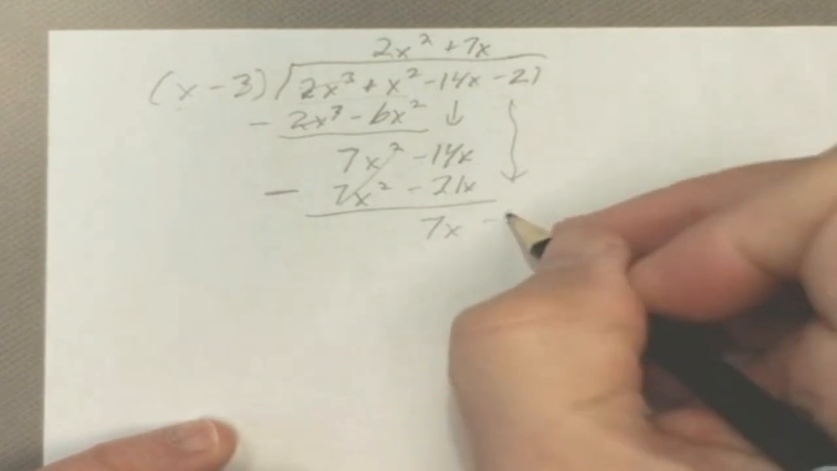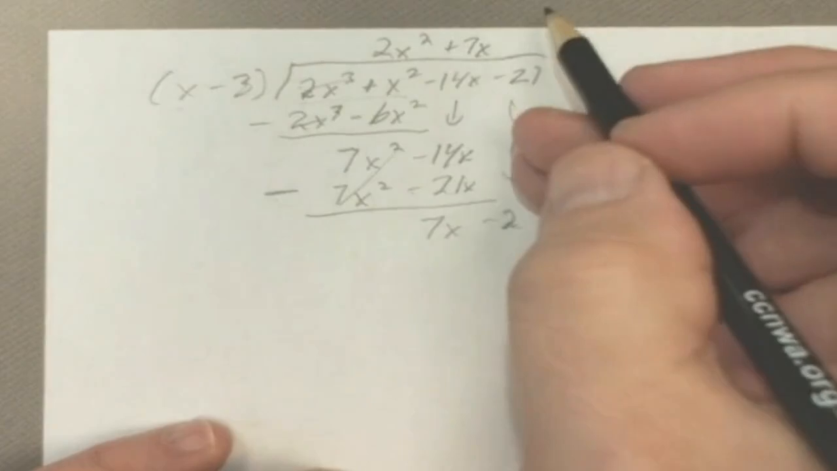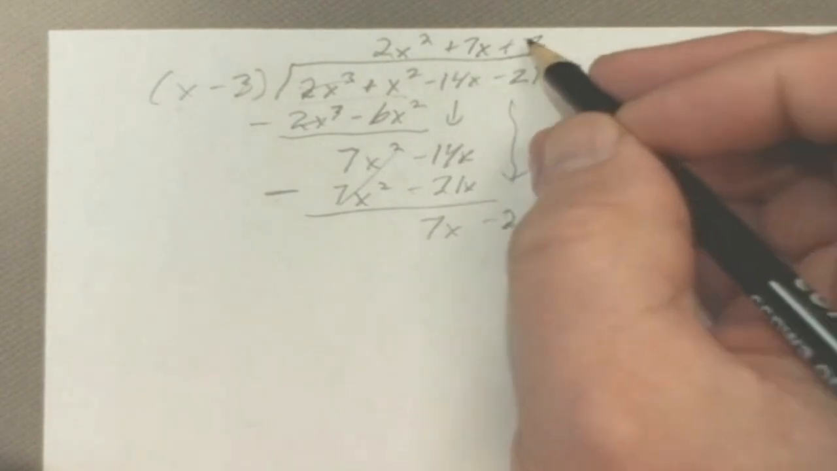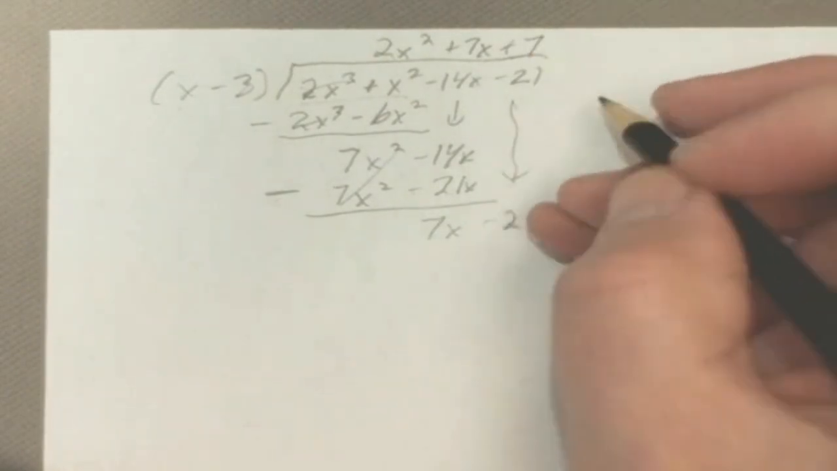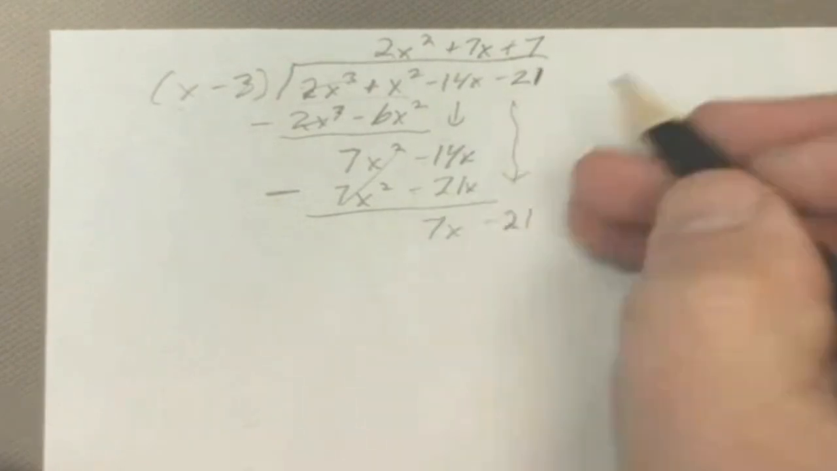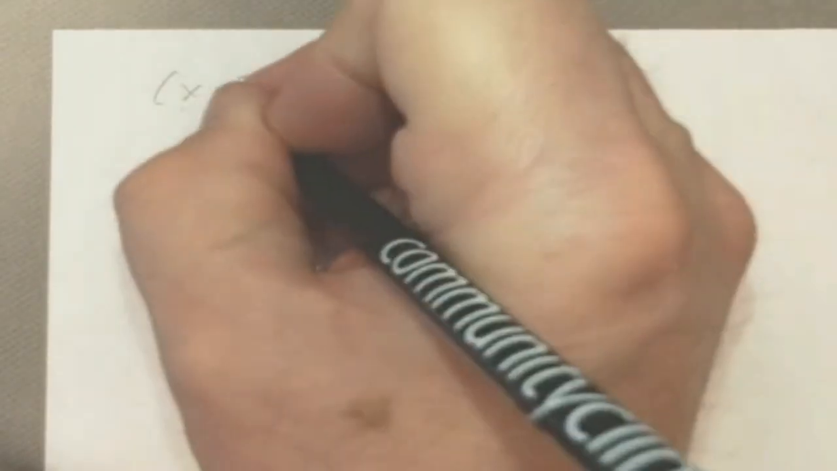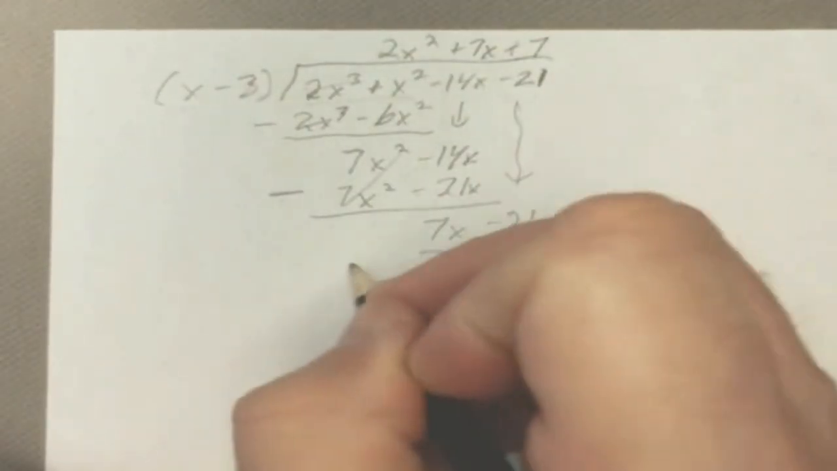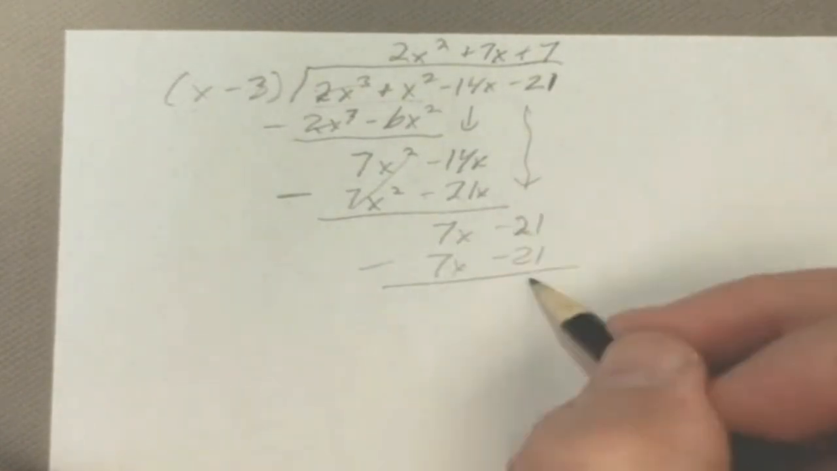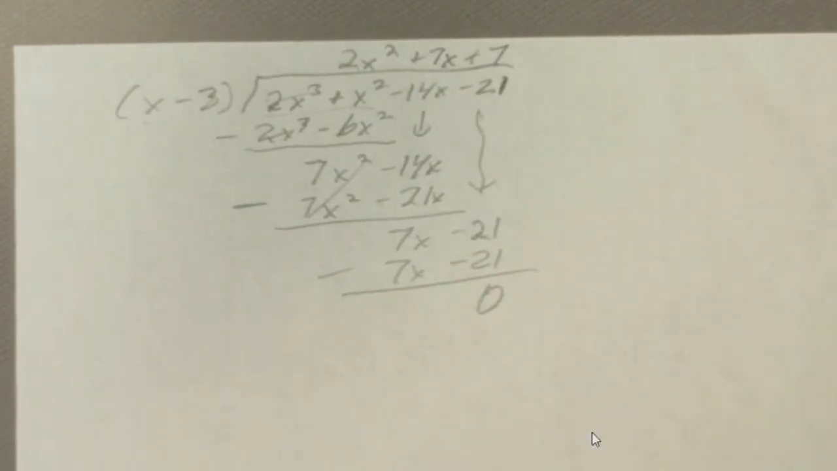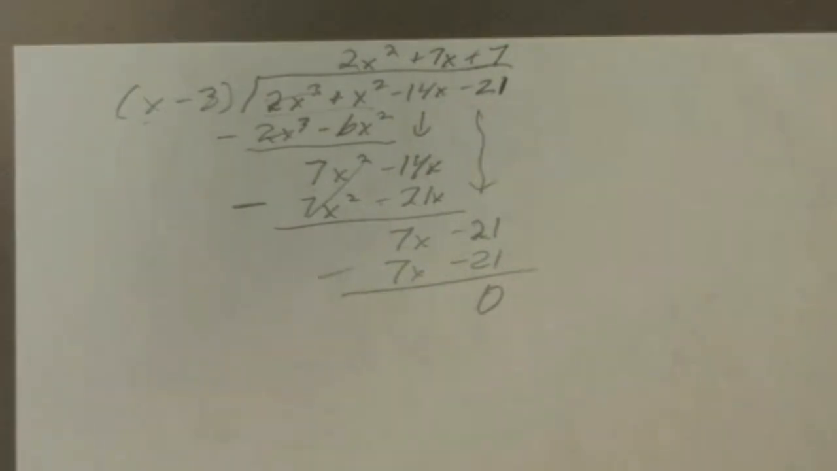Minus 21. How many times does x go into 7x? It goes in there 7 times. Oh, this is not 2, it's a 21. 7 times x is 7x. 7 times minus 3 is negative 21. If you subtract 7x minus 21 minus 7x minus 21, you get a remainder of 0, which we should get. If you remember, the remainder theorem, the factor theorem says, if you get a remainder of 0, that means that is a factor. And we do see it as a factor.